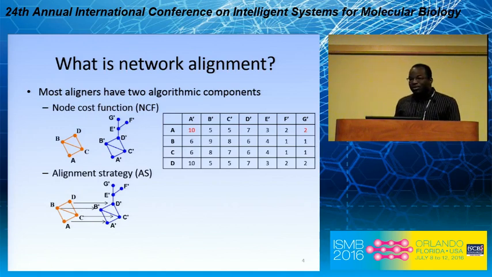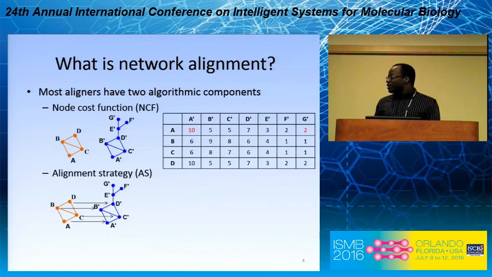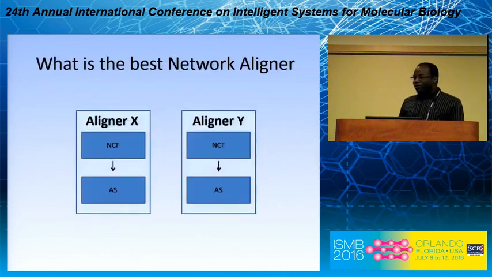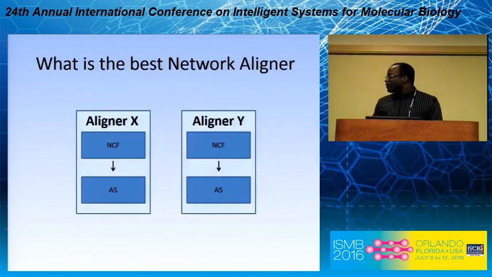And then using this node cost function, we're able to plug it into what is known as the alignment strategy. And what the alignment strategy does, it maps nodes based on the results of the cost function. So once again, we gave A and A prime a high score of 10, so it's very likely that the alignment strategy will align A to A prime. And it does this for all pairs of nodes in the network. So of course, there are going to be different kinds of network aligners that have both a different cost function and a different alignment strategy.